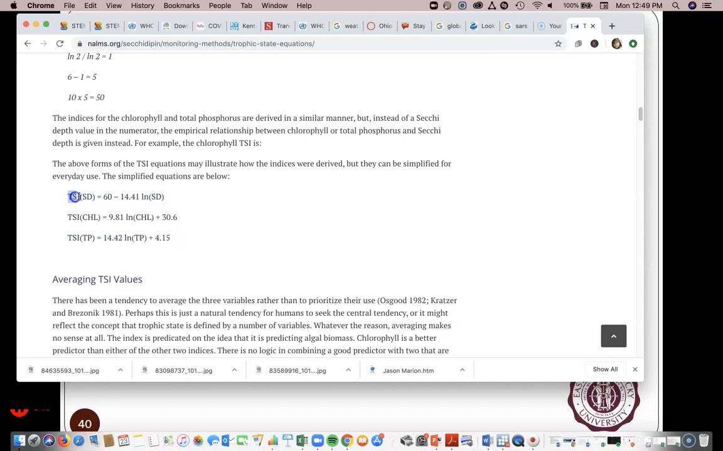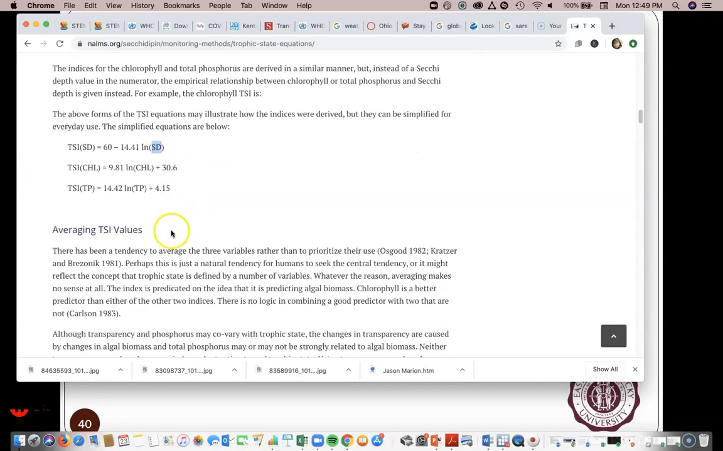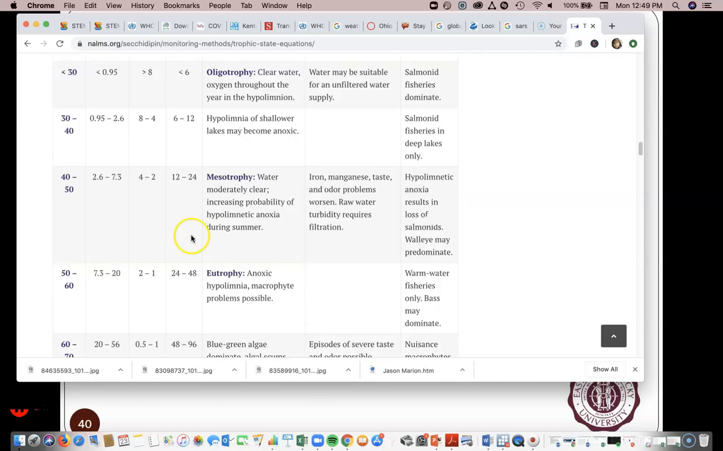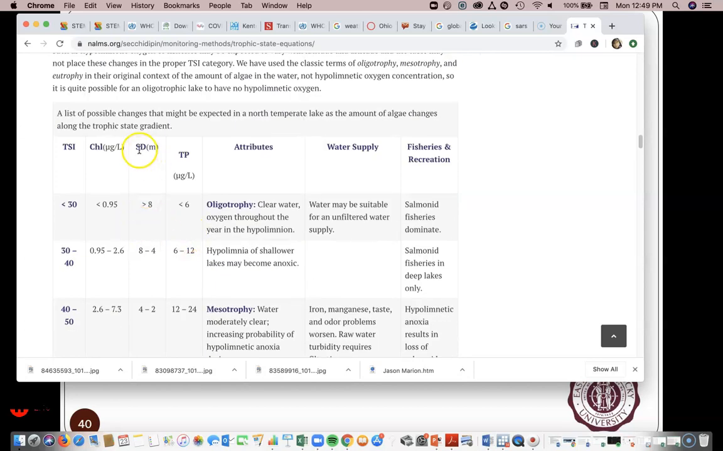So for Secchi depth, it's 60 minus 14.41 times the natural log of the Secchi depth. However, it's important to pay attention to the units, and they don't necessarily show them right there. So you have to look down here: Secchi depth units, meters. All right, so if I provided something in centimeters or inches, you need to convert it to meters.